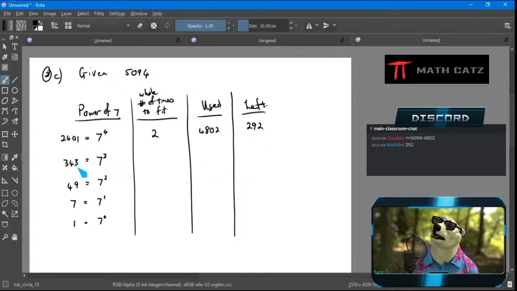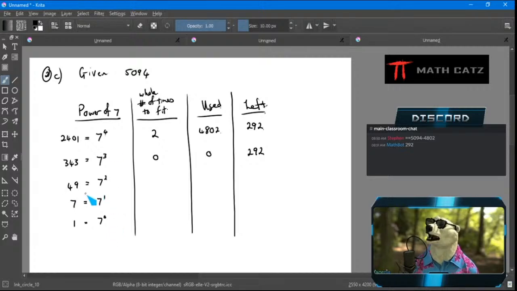And now I see my next group size is 343. Can't fit in. I can fit none of them in. I've used nothing. I still have left my 292. That's okay. I just needed to check because the place value system needs to take note of how many of each of these group sizes are used. So I can't skip anything.